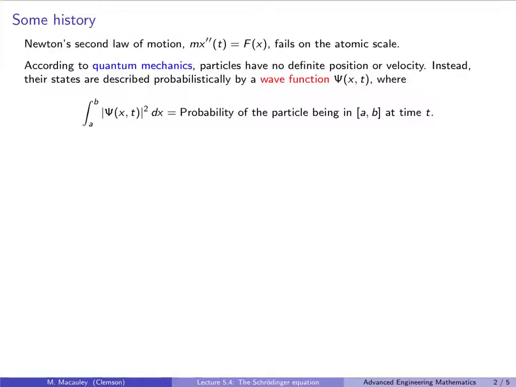Instead, their states, or locations, are described probabilistically by a wave function, which in one dimension is a function of x and t. We usually call it psi. And because it's a probability, if we integrate the norm squared of that over any interval a to b, we get the probability of the particle being in that interval at time t.